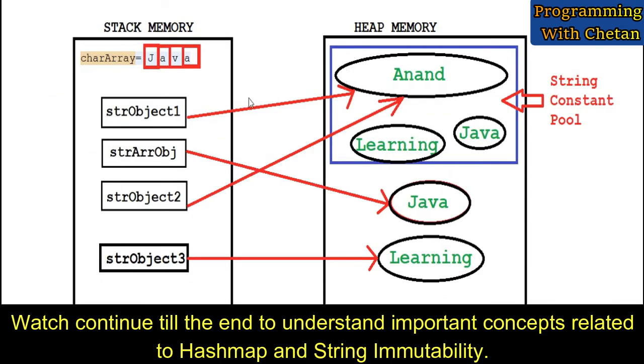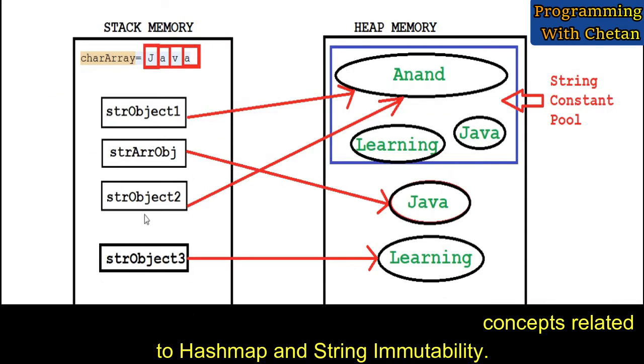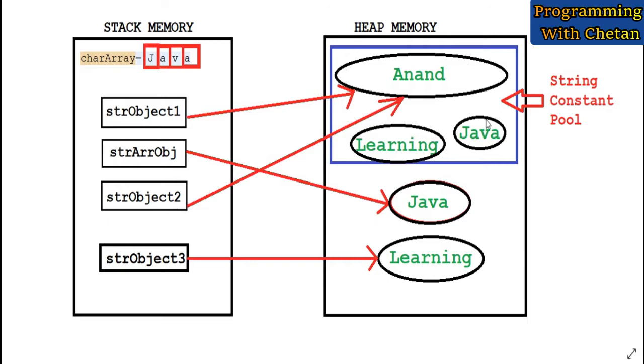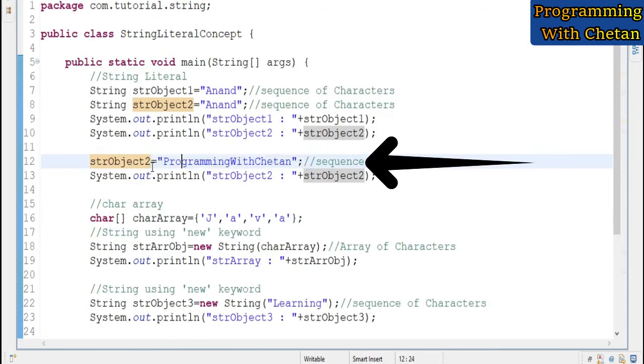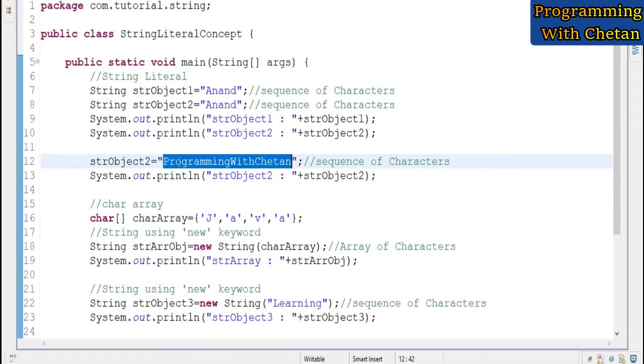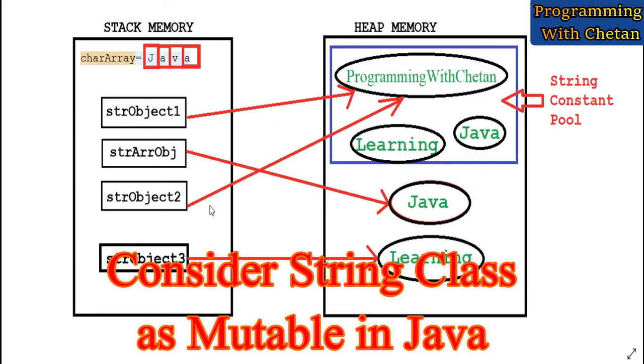In our memory diagram you can see that stringObject1 and stringObject2 are pointing to the same object inside the string constant pool with value Anand. And in this statement you can see that I am updating the value of our stringObject2. Now let us consider a case when the string class is mutable. When we update the value of one of our objects, and the string class is mutable, then instead of creating a new object, it will update the same object inside memory. So here we have updated the value of our stringObject2 to programming with Chetan.